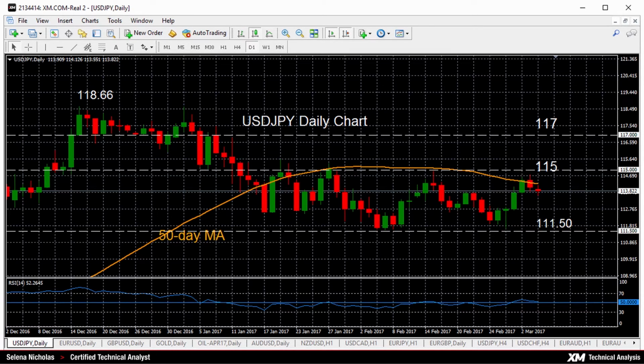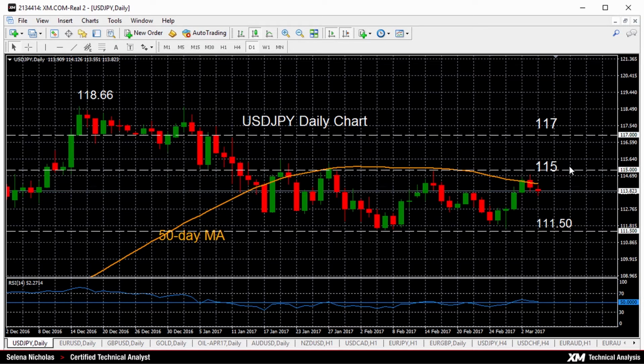Today is Monday, March 6th, and we'll look at some major pairs on the daily chart. We'll start with dollar yen. We can see that USDJPY has been neutral. It's been in a consolidation phase since the end of January. It's capped by the 50-day moving average, and it's been trading above 111.50.